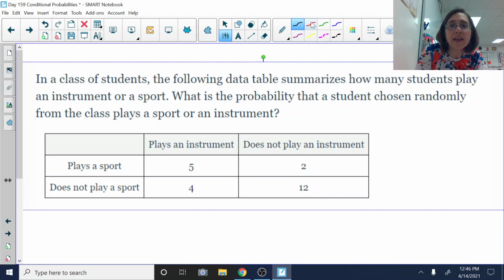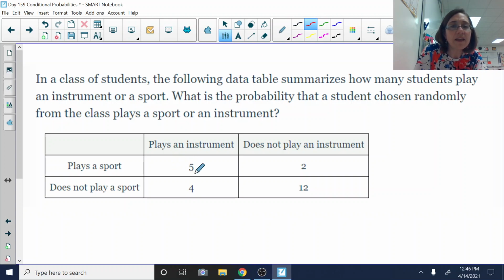So to understand our table here, these 5 kids right here play a sport and they play an instrument. The 2 that are over here play a sport, but they don't play an instrument. The 4 that are down here don't play a sport, but they do play an instrument. And then these last 12 kids don't do either one. They don't play a sport, they don't play an instrument.